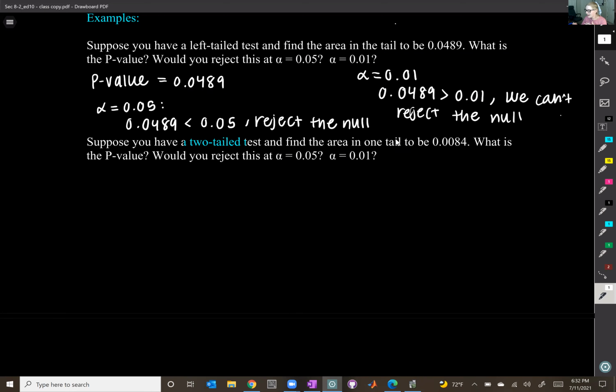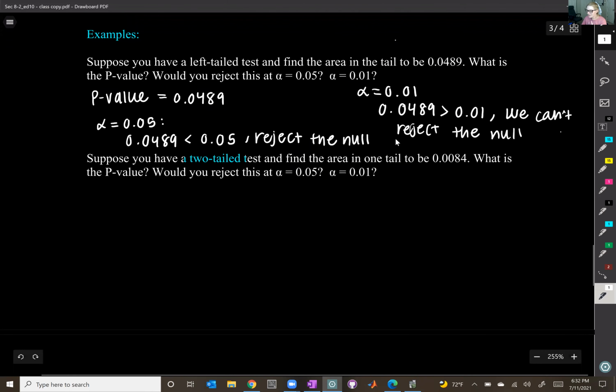So I believe I was just talking about the example here and was saying how when the p-value is 0.0489 and we use the significance level of 0.05, we're able to reject the null because the p-value is less than alpha. But when we use an alpha of 0.01, we cannot reject the null because the p-value is greater than alpha. So I think that's where I stopped. I'm going to do this second example.